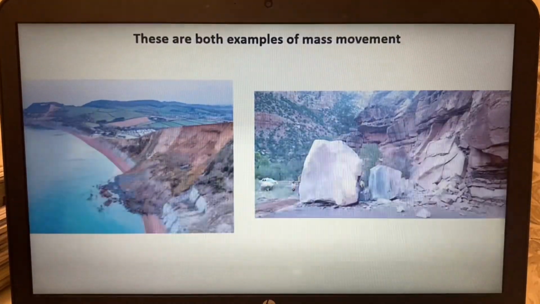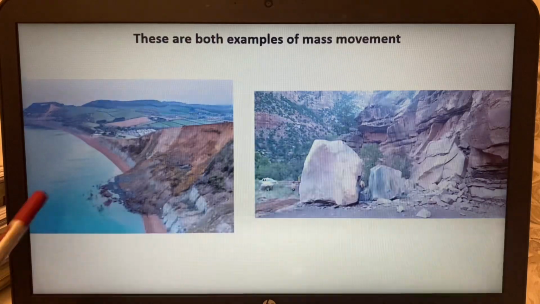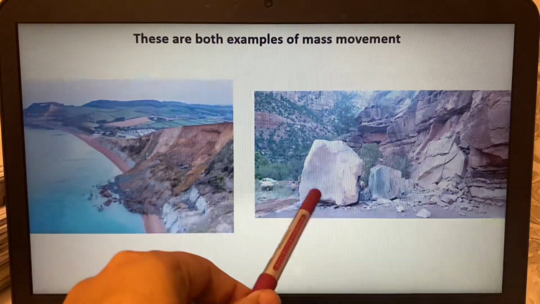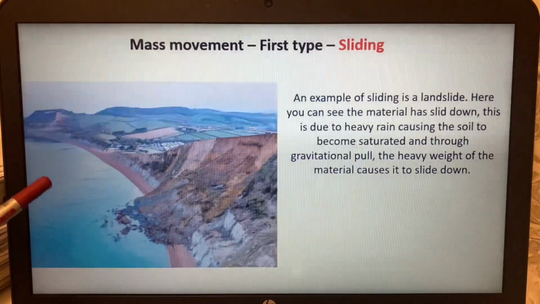Have a look at the examples of the different types of mass movement. They both show something has moved down on a very big scale, but they're very different. For example, this one's showing you almost like a landslide, and this one's showing you a massive piece of rock. So you might get asked questions on your worksheet very quickly about what the different examples of mass movements are.